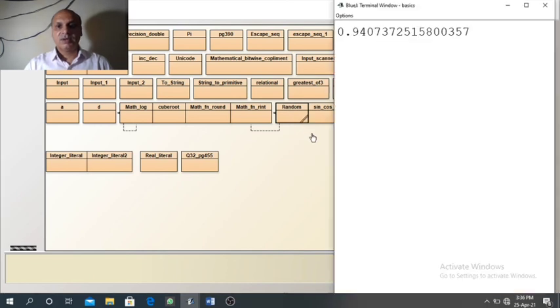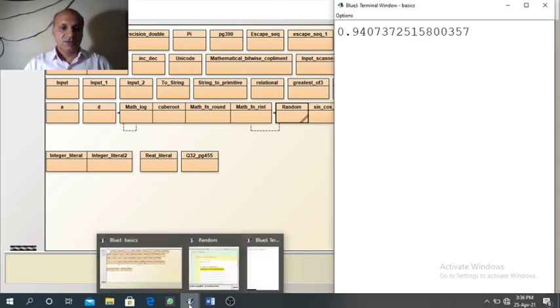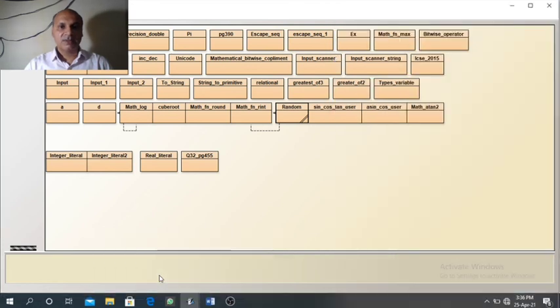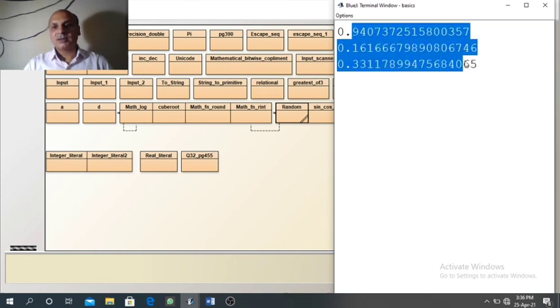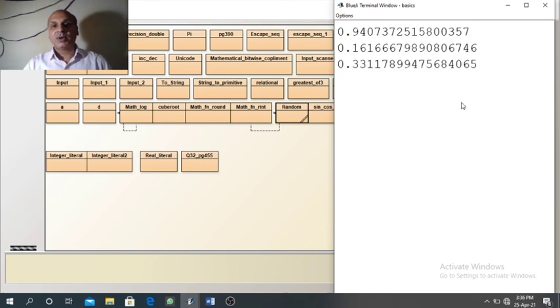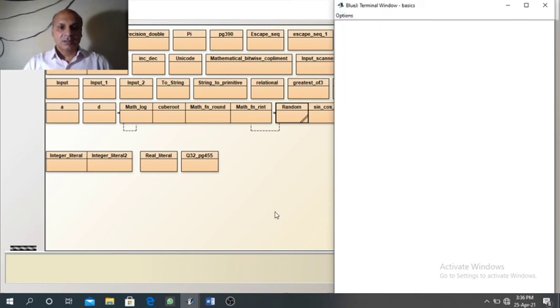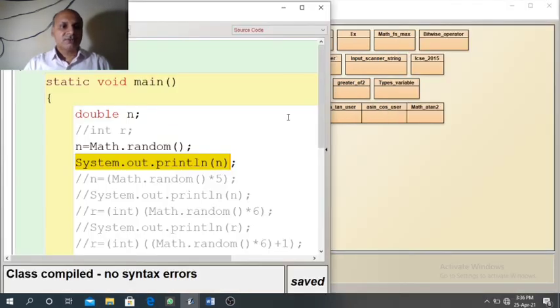So between 0 and 1, 0.9. If you run the same function again and again, it is more than 0 and less than 1. But after point the value is unpredictable. It will give different numbers. That was the first variation of random number.